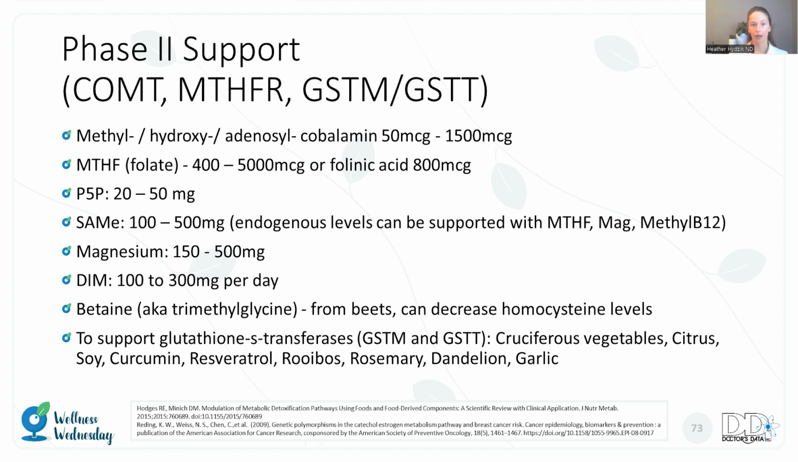So with that in mind, B12, methylfolate, and P5P, which is B6, support MTHFR. SAMe is the methyl donor for COMT, and then magnesium is a cofactor. DIM upregulates CYP1A1, pushing the 2-hydroxy pathway, which forms more stable metabolites. And then the foods and herbs at the bottom support those enzymes that mark the quinones for elimination, the glutathione sulfotransferases.